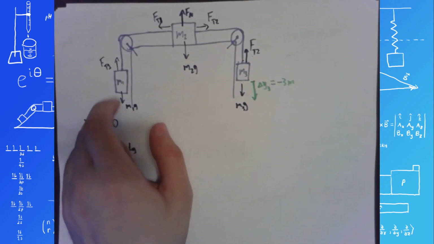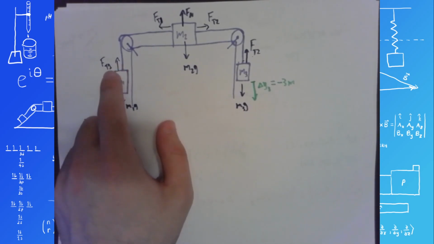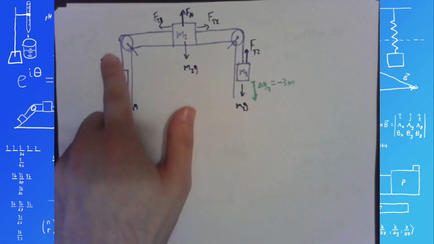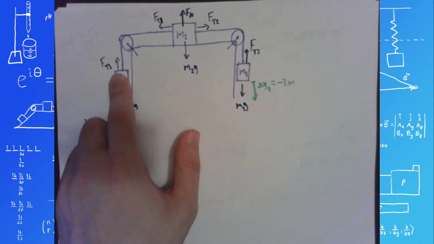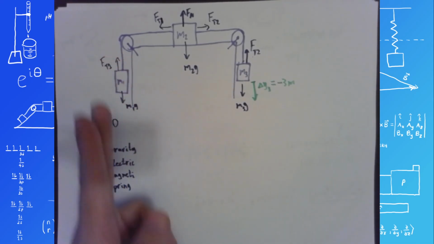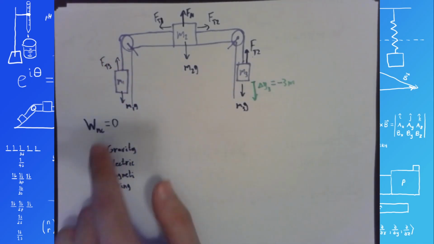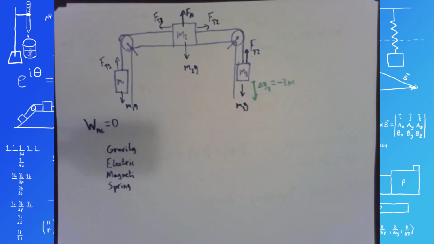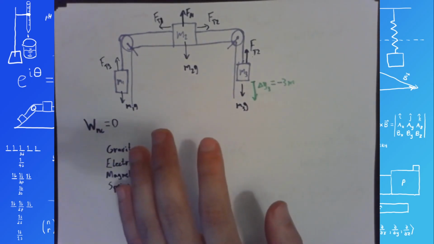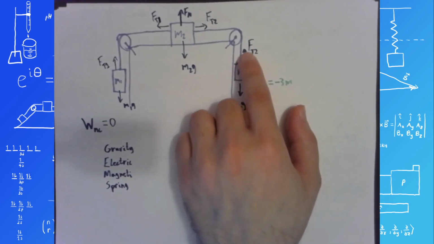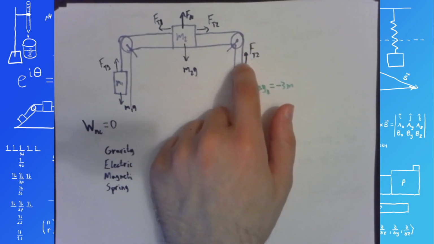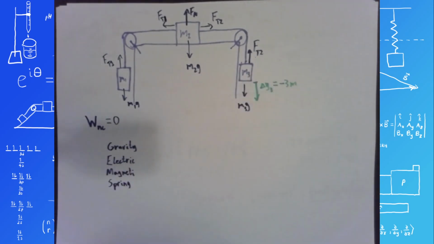What about for block 1? Well, there's going to be some displacement upward, and the force of tension 1 is also pointing upward, so that's going to be positive work. Definitely not 0 done on block 1. And force of tension 2 points up while the displacement is down, so force of tension 2 is going to do negative work on block 3. So all 3 of these blocks have some sort of non-conservative work being done on them.